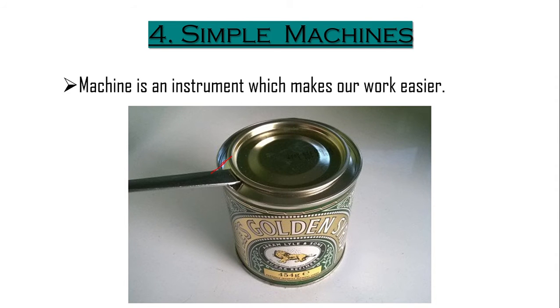Similarly, any object, for example a spoon or a knife. For example, this is a tin. Sometimes we use our nails to remove the lid, but sometimes it is jammed, it is tight. In that case we use a spoon. Over here you see a butter knife to open the lid. So it becomes a machine over here.